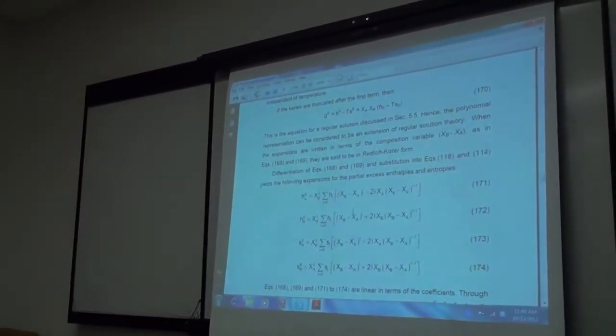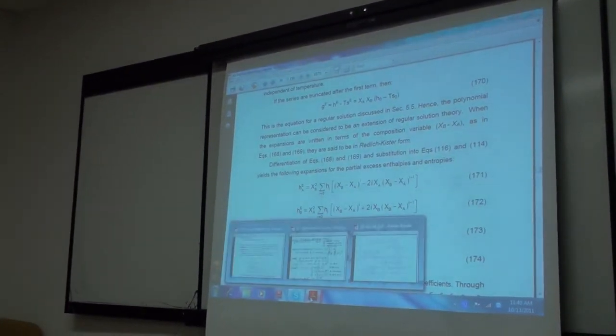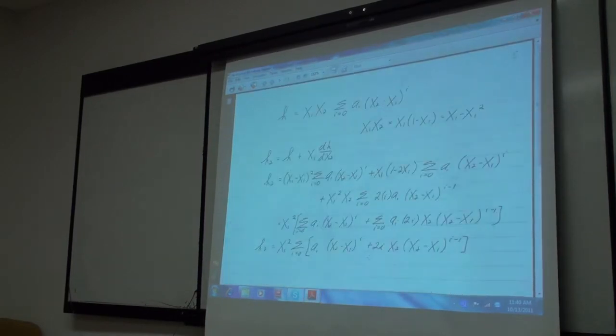Yeah, I asked you yesterday, we had these equations for the integral properties, and I asked you to derive these equations for the partial properties. Just to show that quickly, this is on the website. I believe it's number 5.